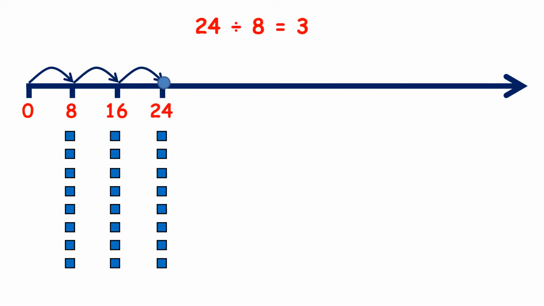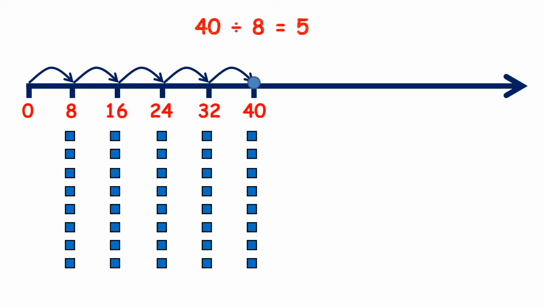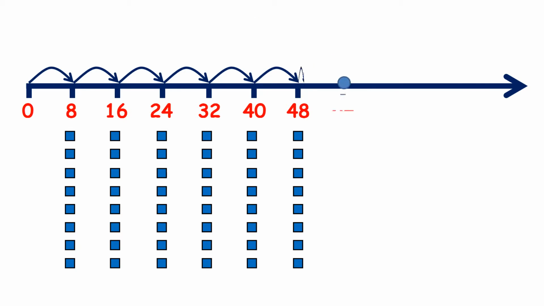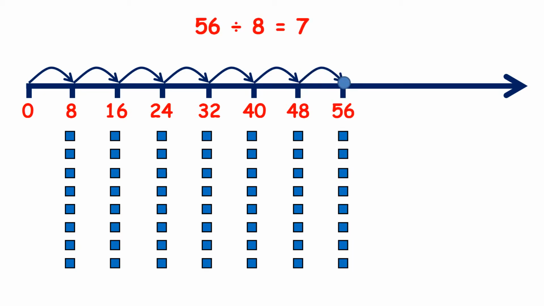24 divided by 8 is 3. So if we have 24, we can make 3 groups of 8. 32 divided by 8 is 4. 40 divided by 8 is 5. 48 divided by 8 is 6. 56 divided by 8 is 7.